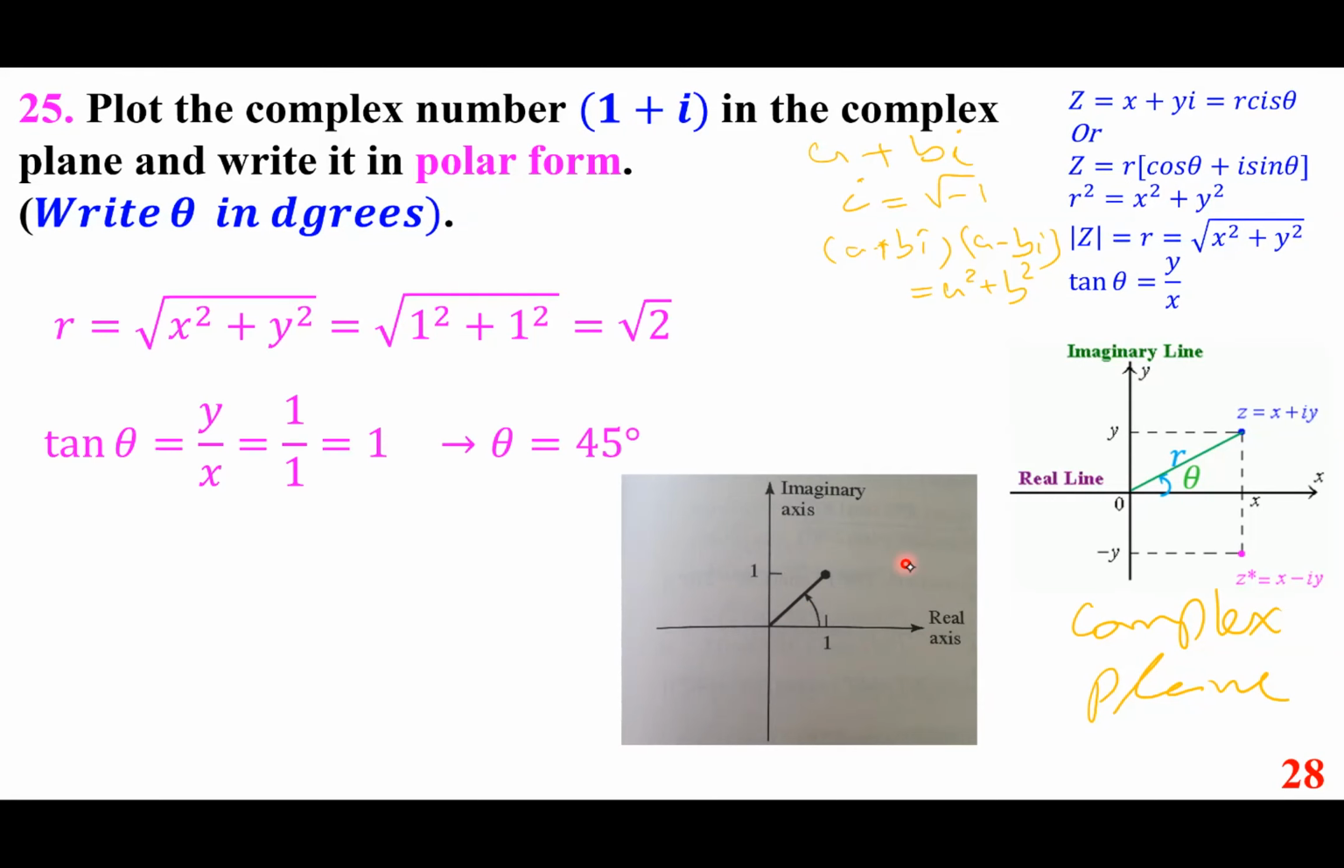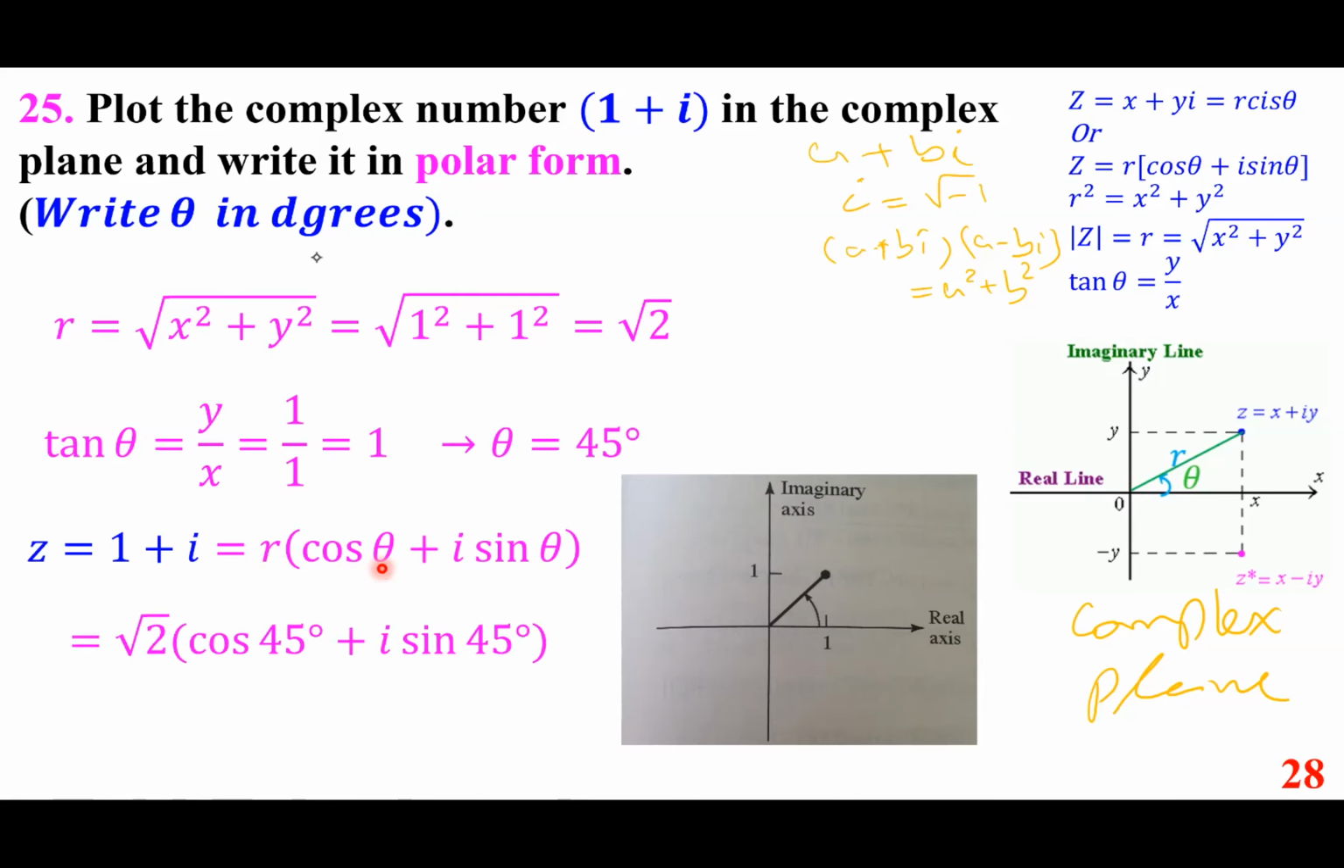And so z, which is 1 plus i, in the form of r cis theta, let's replace the r with square root of 2 and theta with 45 degrees. Why degrees? Because they wanted it in degrees.